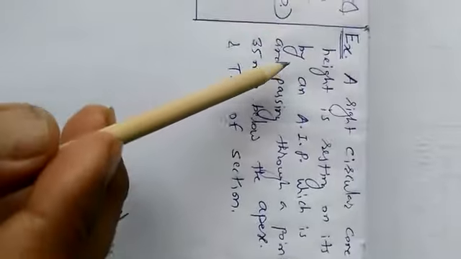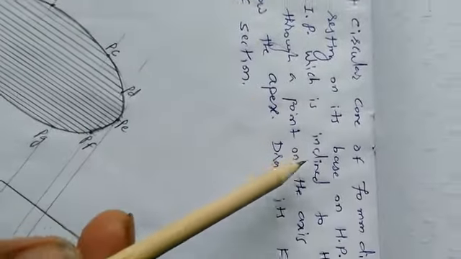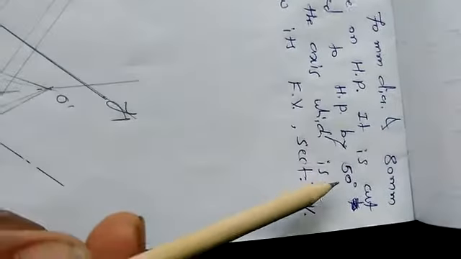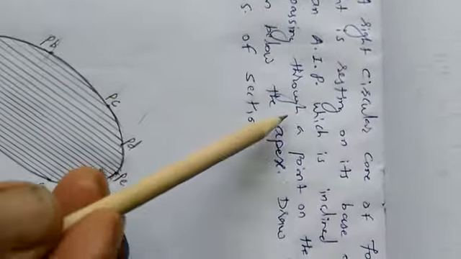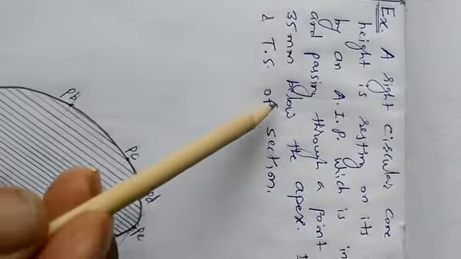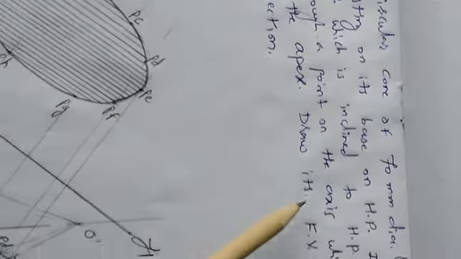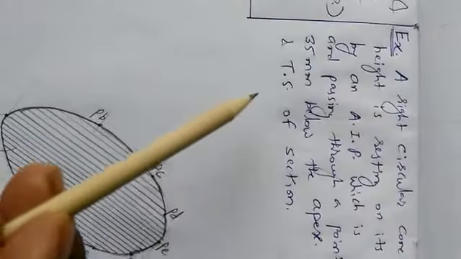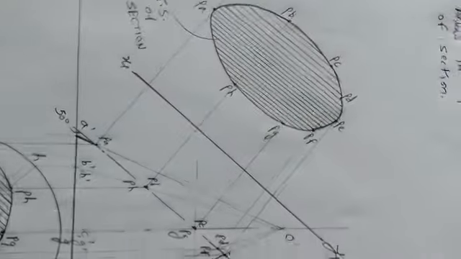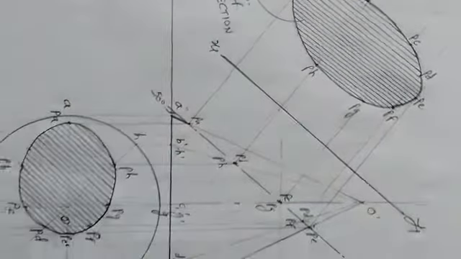It is cut by an auxiliary inclined plane which is inclined to HP by 50 degrees and passing through a point on the axis which is 35 mm below the apex. Draw its front view, sectional top view and true shape of the section. Same kind of three solutions are expected from this construction also.